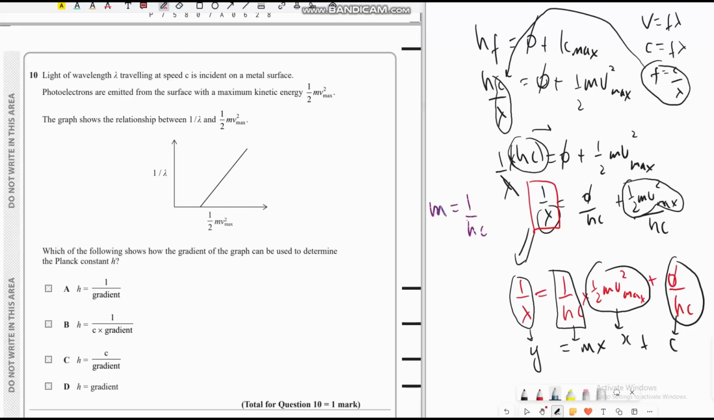To find the h value, I'll take h here and the gradient there. So h is equal to 1 over gradient into the value of c. So we have that answer as answer B. I hope you understood how we discussed the first 10 MCQs.